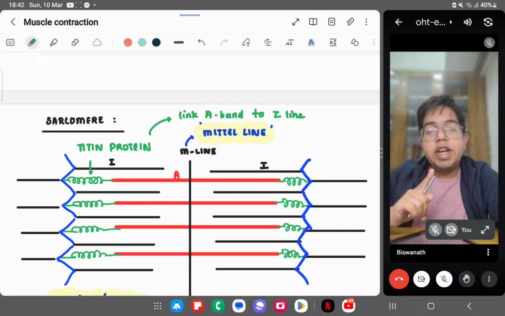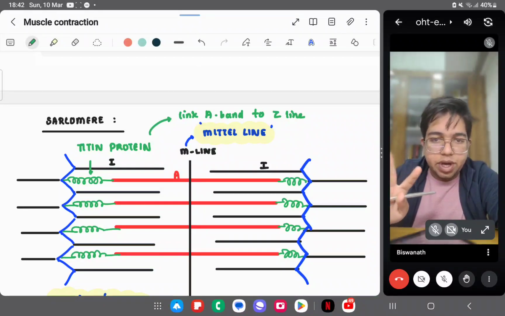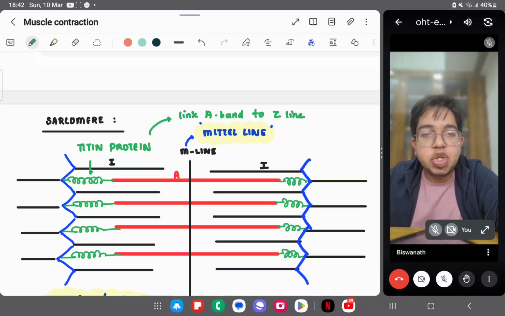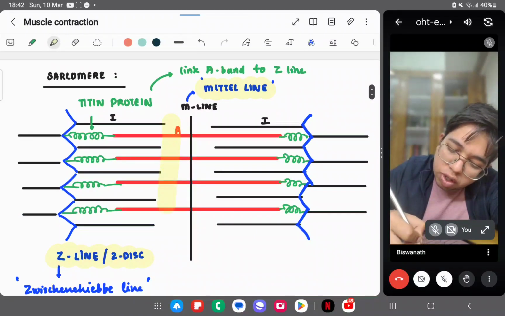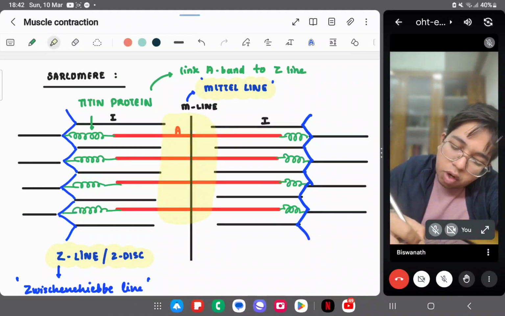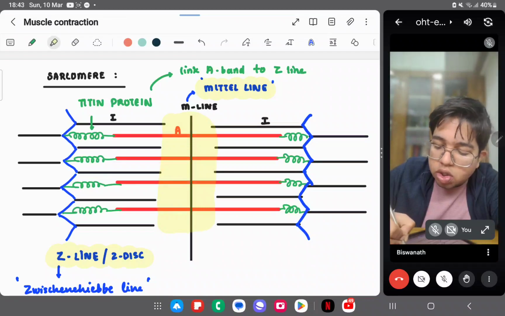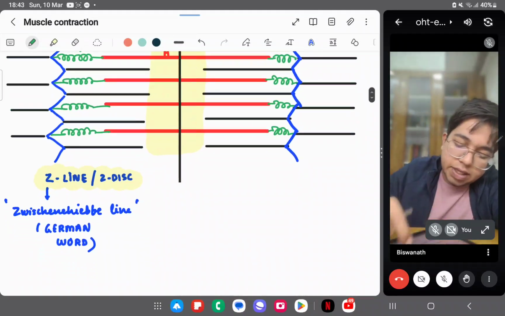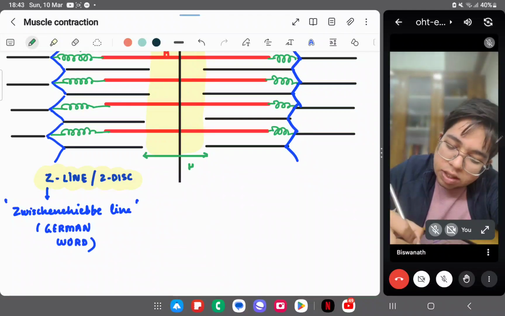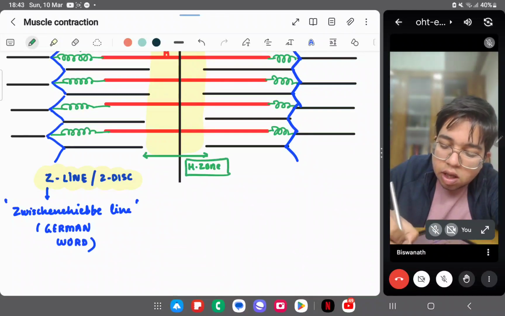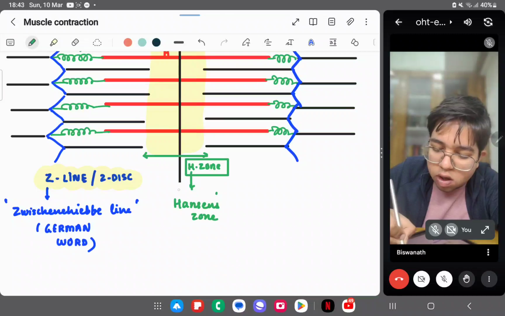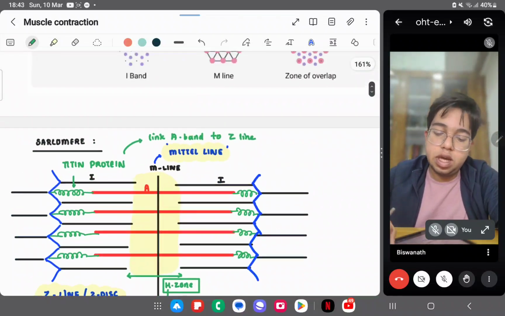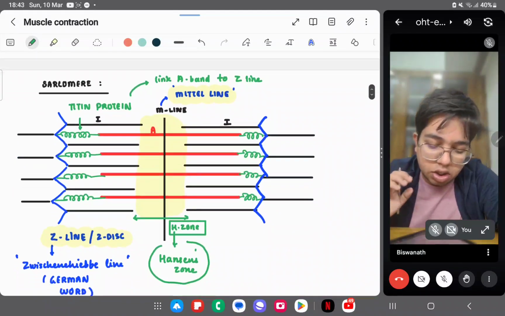Now we will define the A band, I band, and the H zone. What is the H zone? Let's first come to the H zone. If you can see, there is a zone here, the middle zone, which is free from all the I filaments. The zone which is free from all the I filaments is called your H zone. And H here stands for Hensen's zone. Understood? Okay.